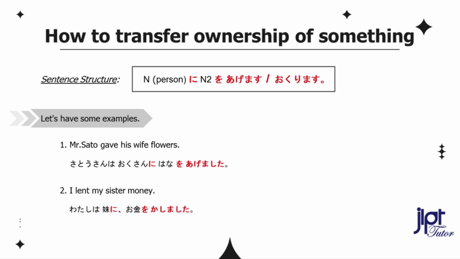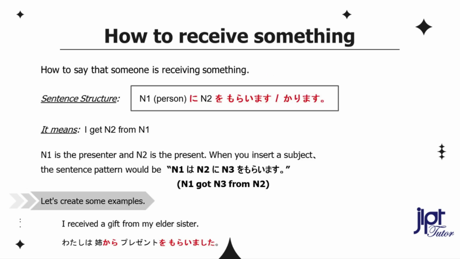How to receive something. Now listen carefully about how to say that someone is receiving something. N1 person, ni, N2 o moraimasu, karimasu. I get N2 from N1. Here the rule means receiving something from somebody. N1 is the presenter and N2 is the present.